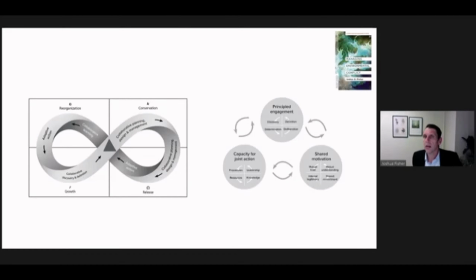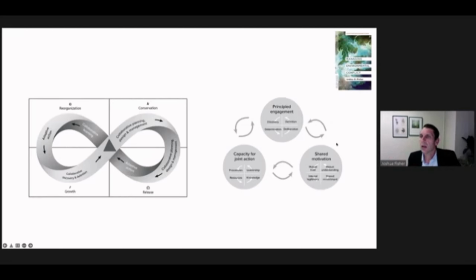There are 3 engines for collaboration, or 3 gears in an engine, in the motor, if you will. Those are principled engagement, shared motivation, and capacity for joint action. Each one functions independently and serves a different purpose. Principled engagement serves to create a shared normative or principled framework where stakeholders agree to a process.